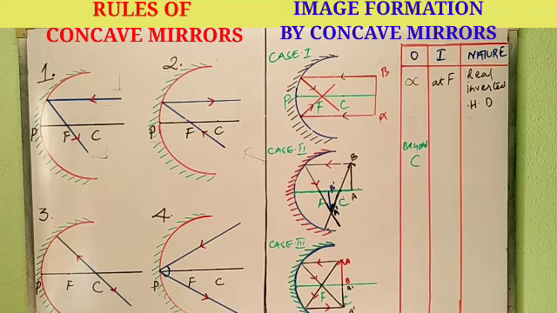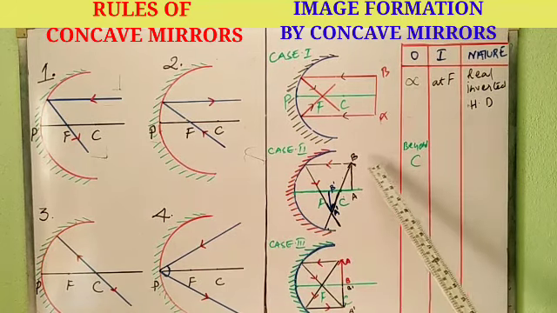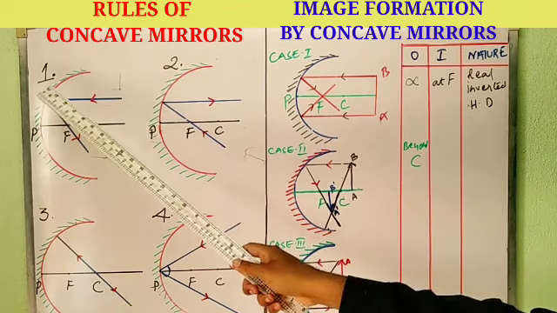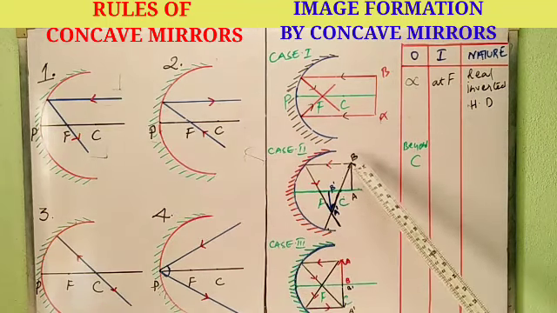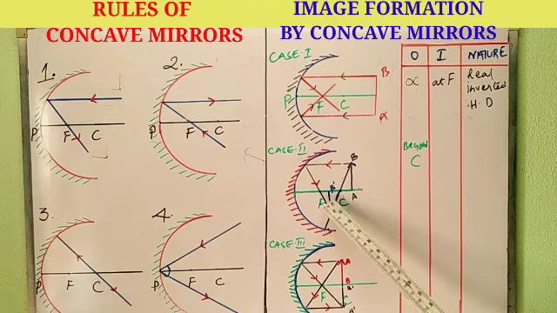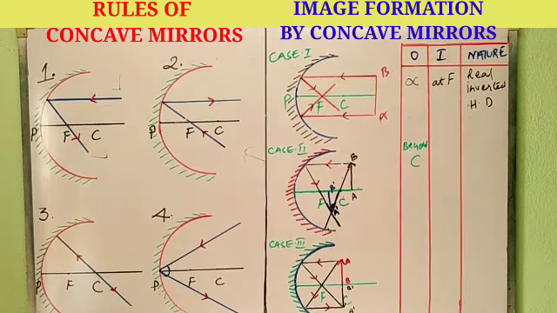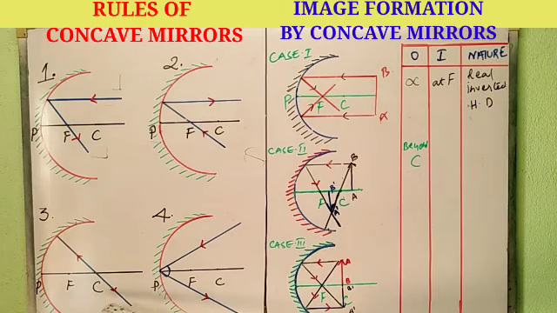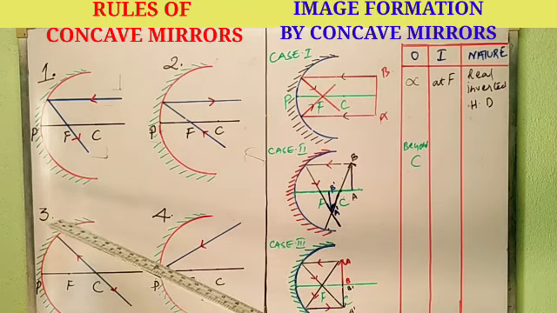Now with the object beyond C, let us try to understand how the rays are behaving. You can see the first ray going parallel to the principal axis. If it is going parallel to the principal axis, it always passes through focus. This is the incident ray and this is the reflected ray passing through focus. And the second ray, you can see, is passing through the center of curvature. According to rule 3, if it is passing through the center of curvature, it rebounces back.